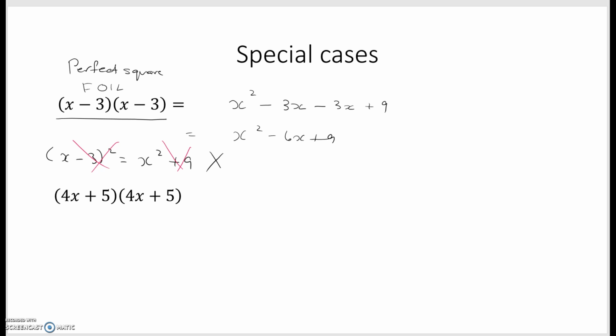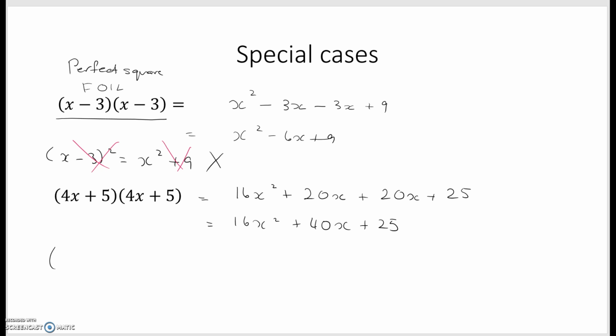but if you write it out properly like that, then you won't get it wrong. Okay, the next one, 4x times 4x is 16x squared plus 5 times 4x, 20x, plus 5 times 4x, which is 20x, plus 5 times 5, which is 25. So that's 16x squared plus 40x plus 25.